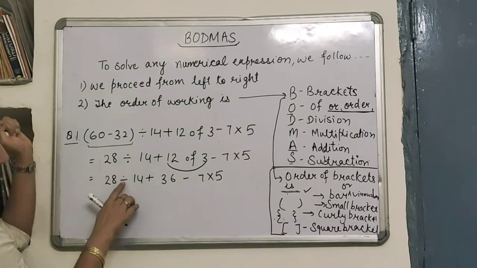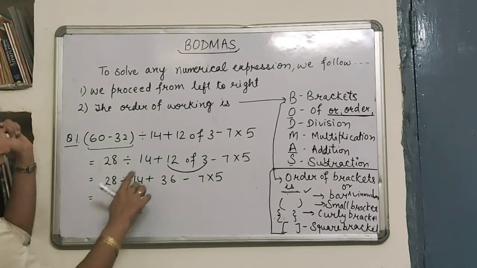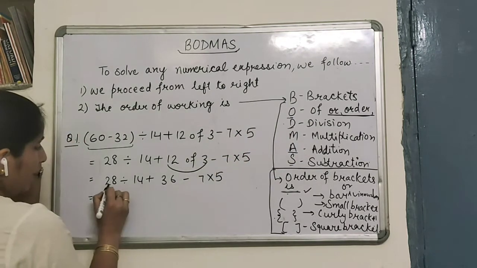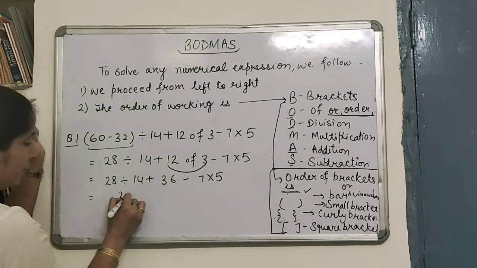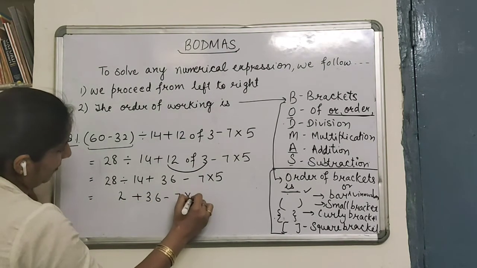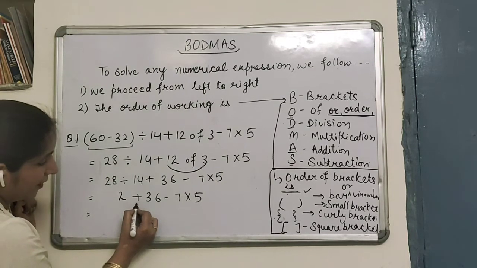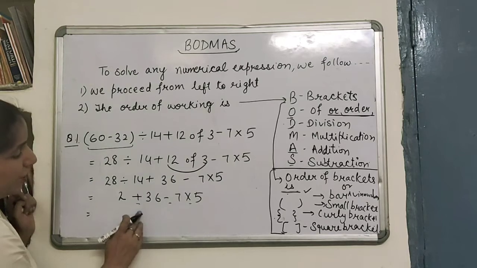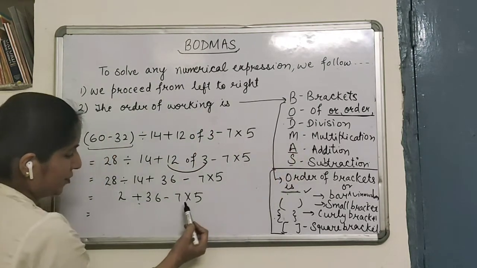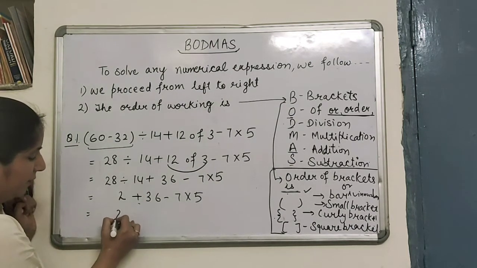Now in the next step, what is left? Division, addition and subtraction and multiplication. Out of these, the first term comes of division. So 28 divided by 14 is 2. Plus 36 minus 7 multiplied by 5. Now in this step, look very carefully at plus, minus and multiplication. What should I solve first as per the order given? Next is multiplication, because out of these three operations, multiplication we need to solve first.